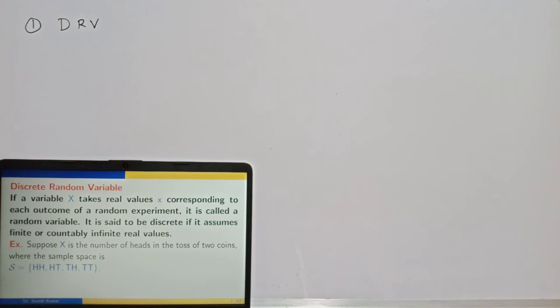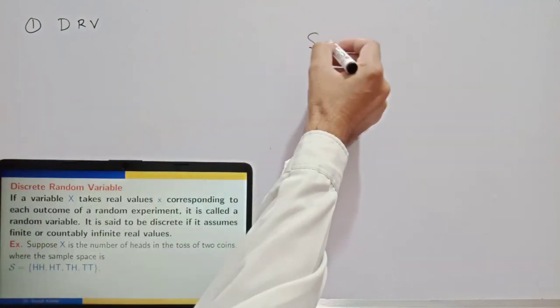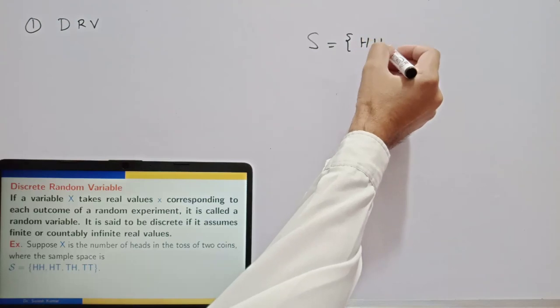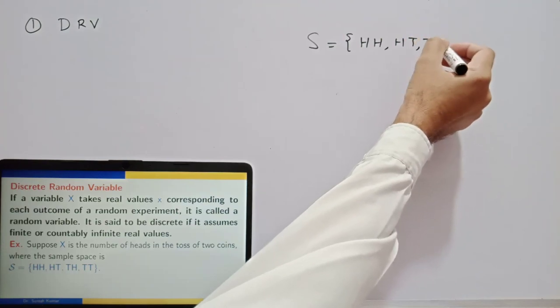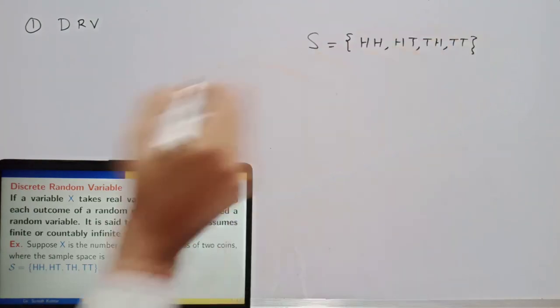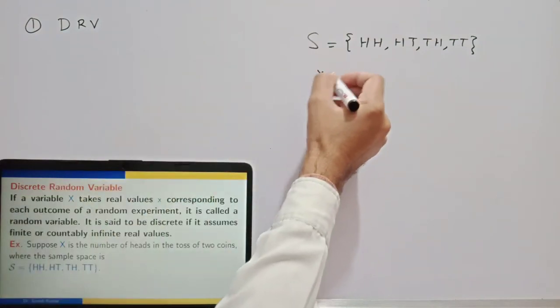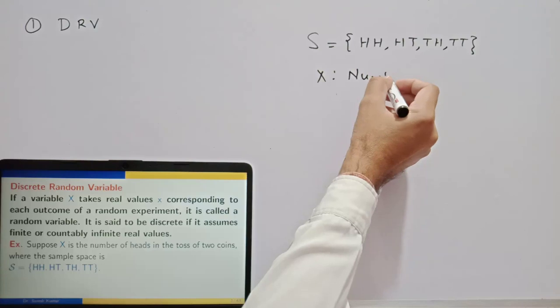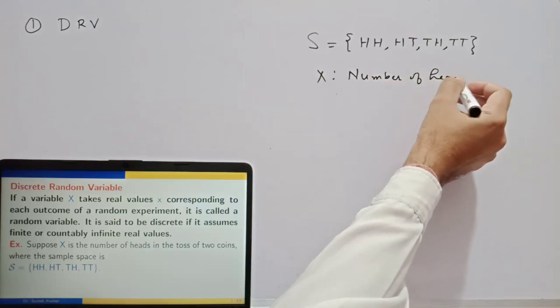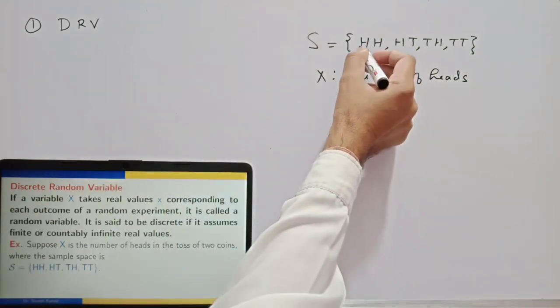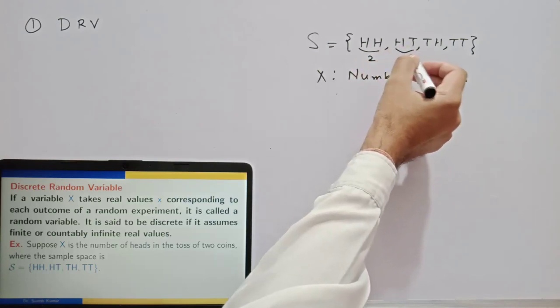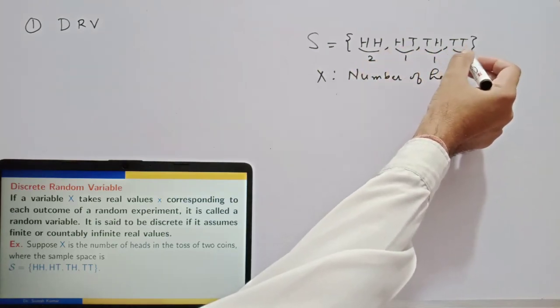See this example. X is the number of heads in the toss of two coins, where the sample space is already written. What are the outcomes or points in the sample space? HH, HT, TH and TT. What is the definition of X? Number of heads. So what are the values of X corresponding to different outcomes? Corresponding to these outcomes, it is 2, 1, 1. In this, there is no head, so 0.